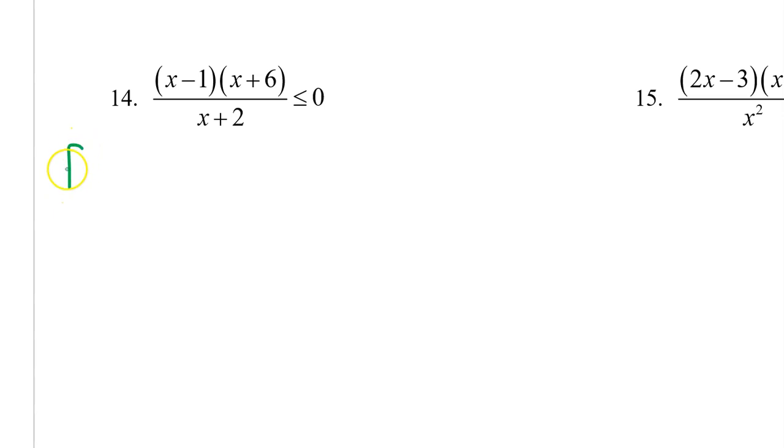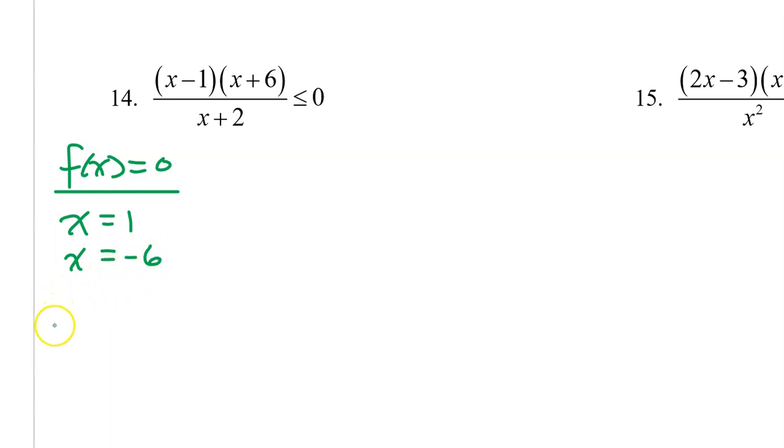Easy peasy. Where does f of x equal 0? That's wherever the numerator is 0. So x equals 1 and x equals negative 6. Where is f of x undefined? That's where the denominator is equal to 0. So x equals negative 2.